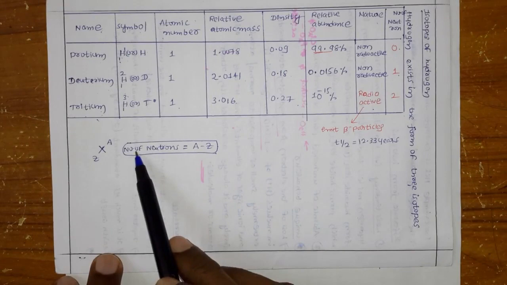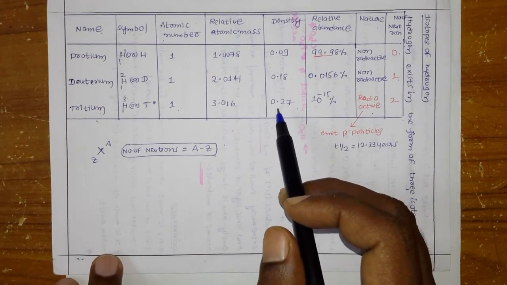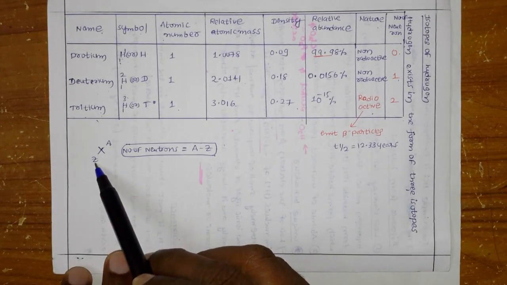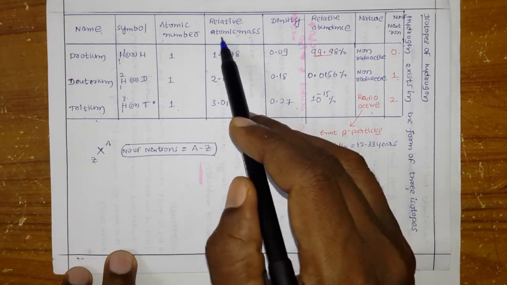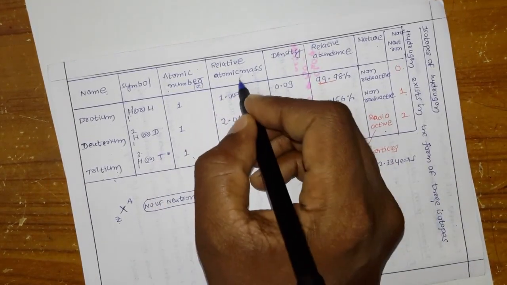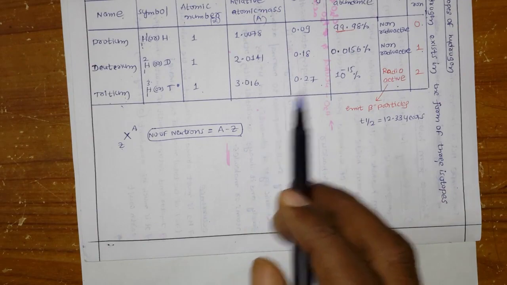Okay, you know that the number of neutrons is A minus Z. What is the A? Atomic mass. Here is the A, and here is the Z. So you can find out the number of neutrons very easily.